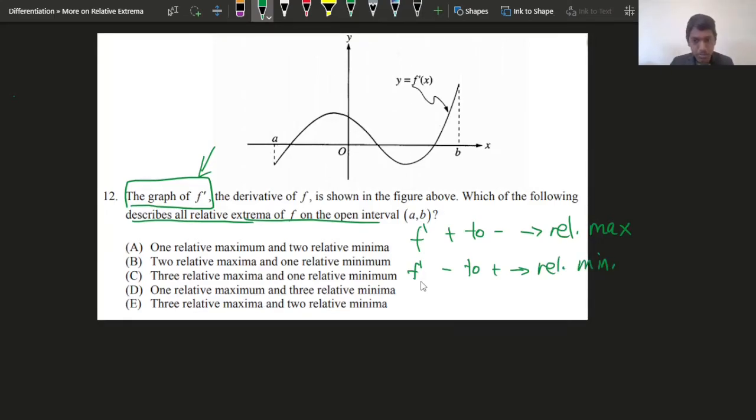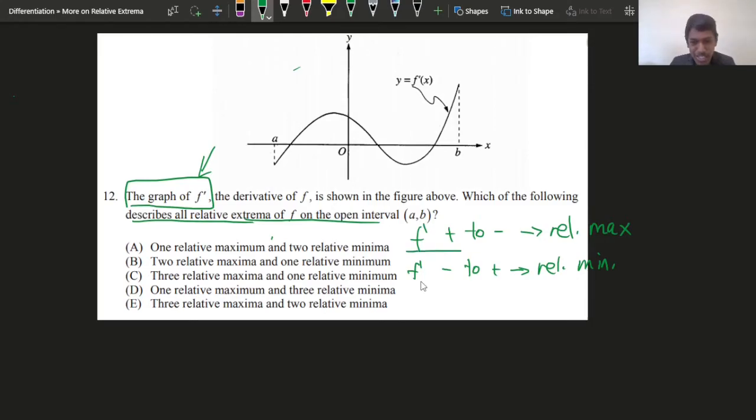Now, the most common way to do this probably is a sign chart, but we have the graph right here. We don't need a sign chart anymore. We can figure out the sign from the graph. So these answer choices, just looking at a skim, we want the number of relative maxima and the number of relative minima. So let's figure out what the number of relative maxima or minima are.